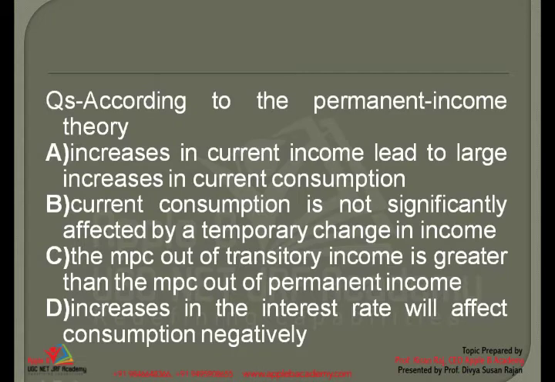Let's just have a look at a question that has been asked with respect to this. According to the permanent income hypothesis or permanent income theory, A, increase in the current income leads to a larger increase in the current consumption. B, current consumption is not significantly affected by temporary changes in income. C, the MPC out of transitory income is greater than the MPC out of permanent income. Or D, increase in the interest rate will affect consumption negatively.